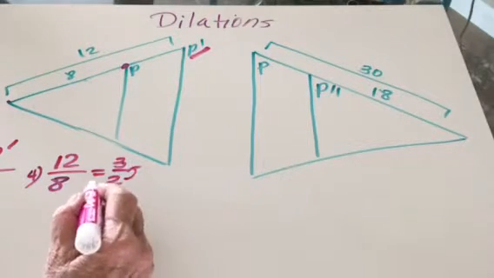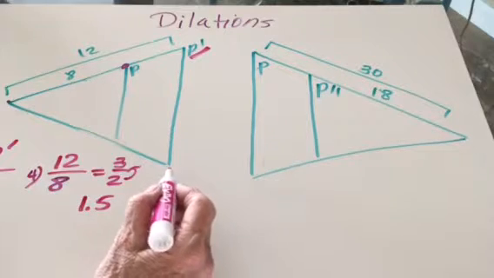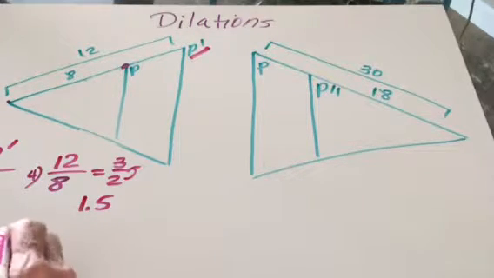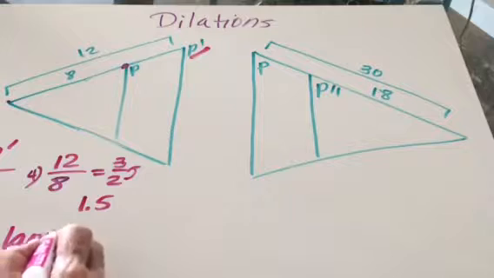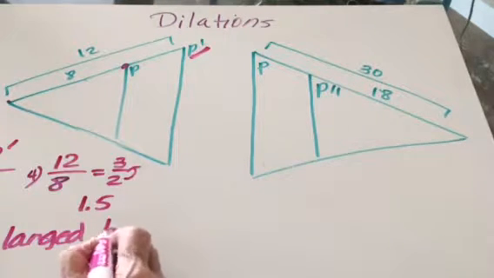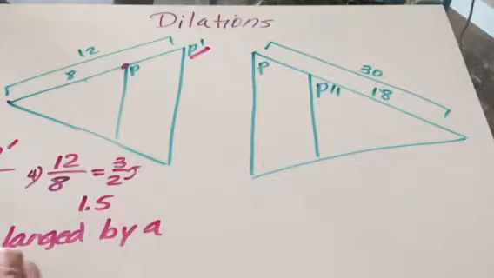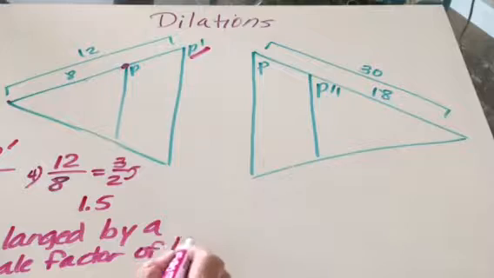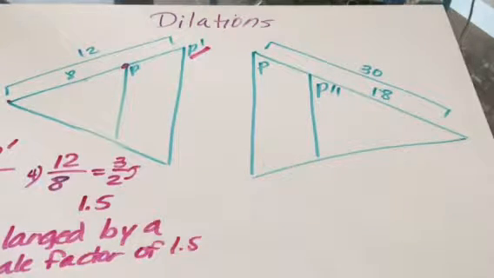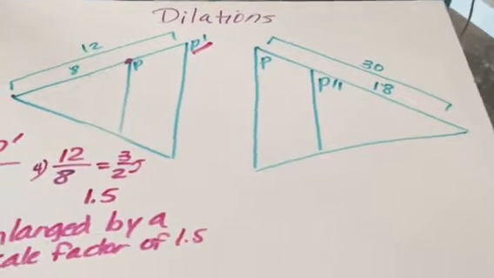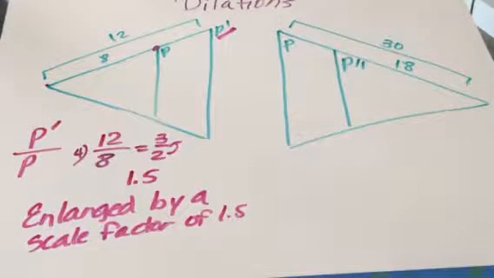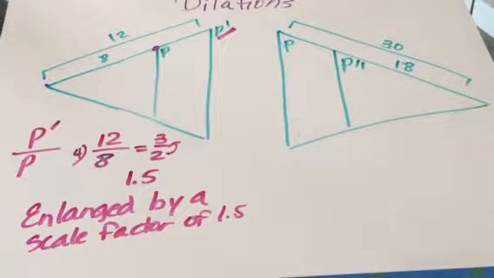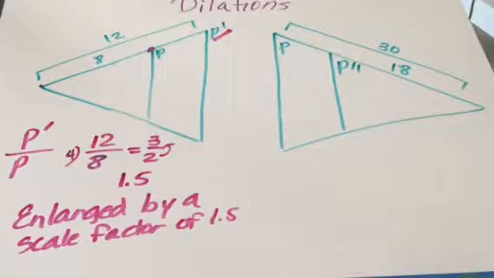So I'm going to say this shape was enlarged by a scale factor of 1.5. Does that make sense? Sorry. It's enlarged by a factor of 1.5. It was enlarged by that factor. All right, let's go over here now to the next one.